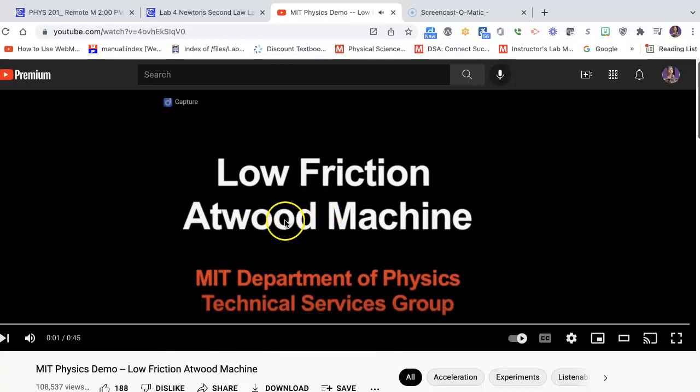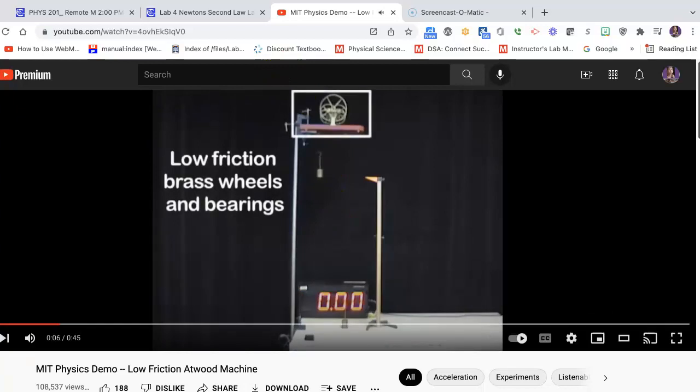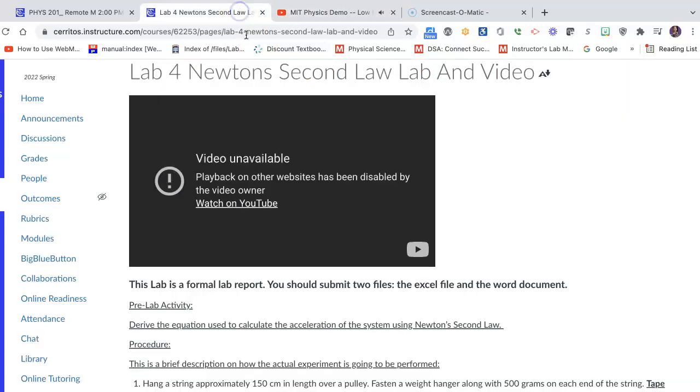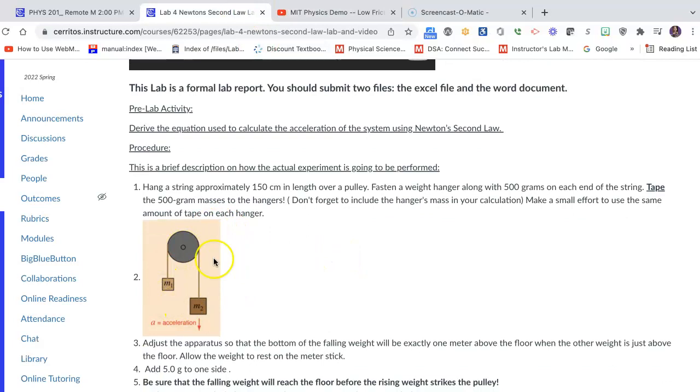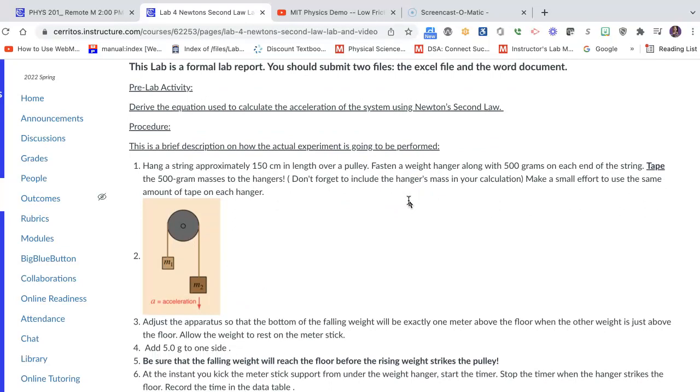Basically this is just an Atwood machine. It is just like this: two masses, one of them heavier than the other, and the system is going to accelerate based on the difference between the two masses. We will cover this in the lecture.